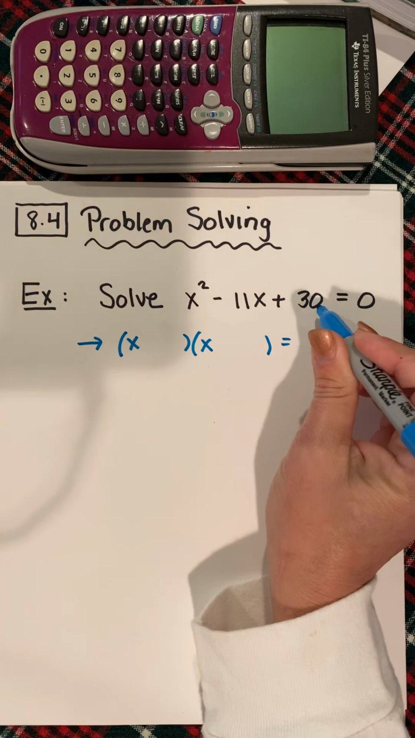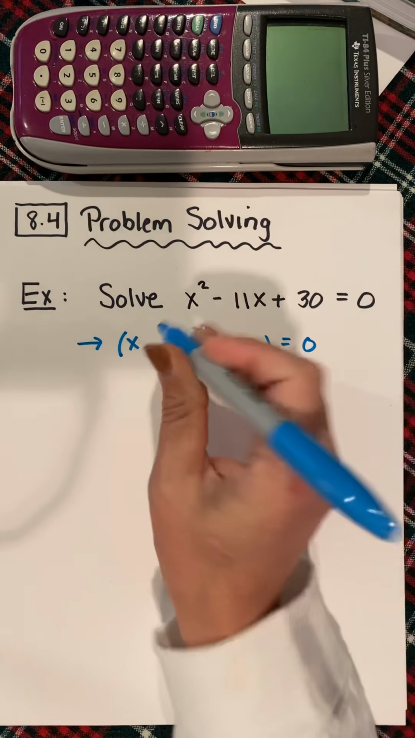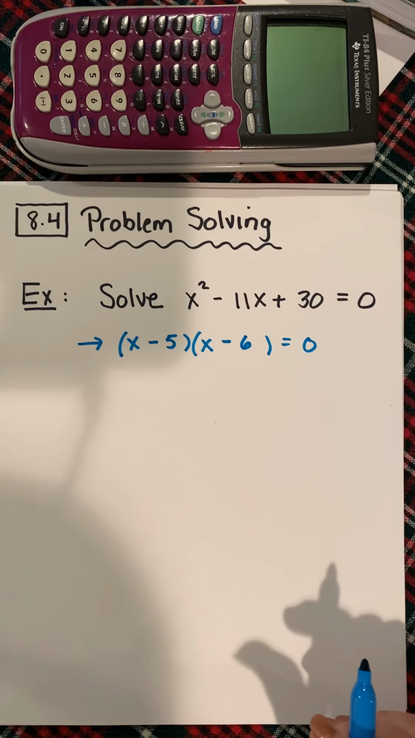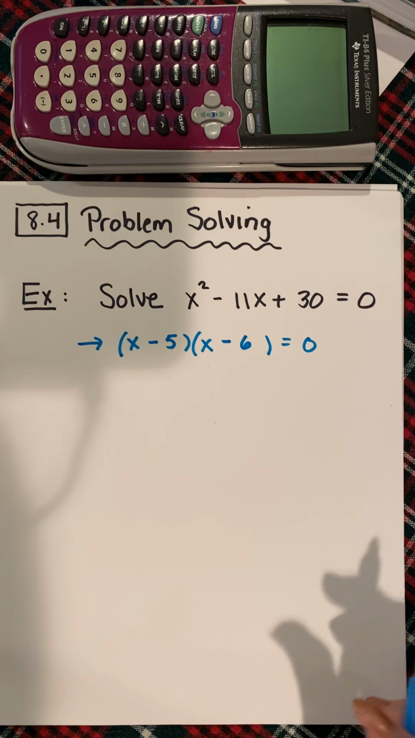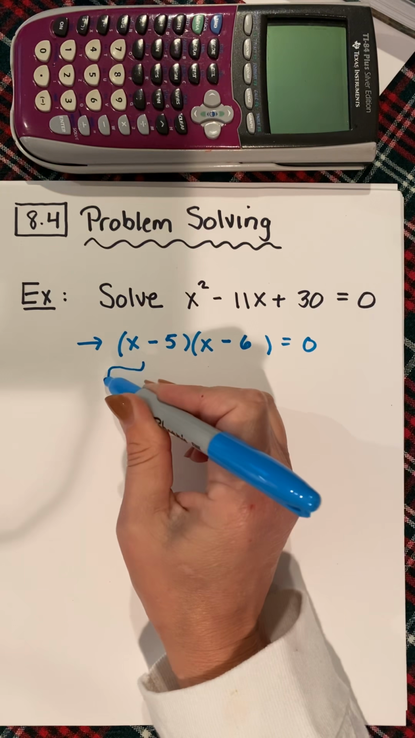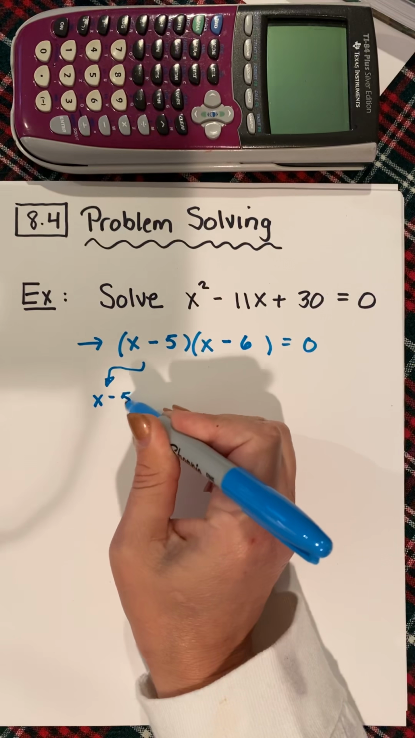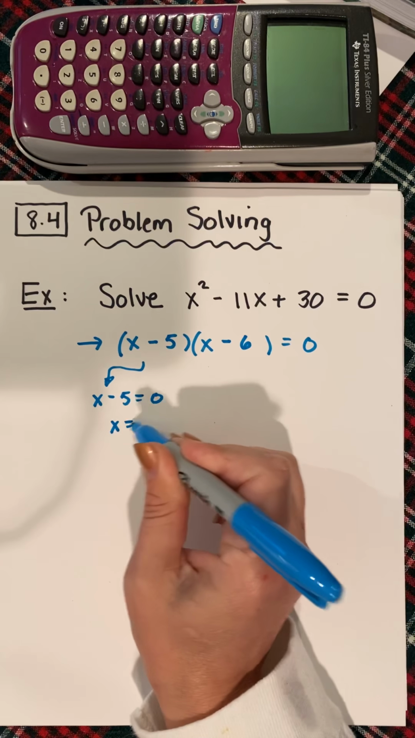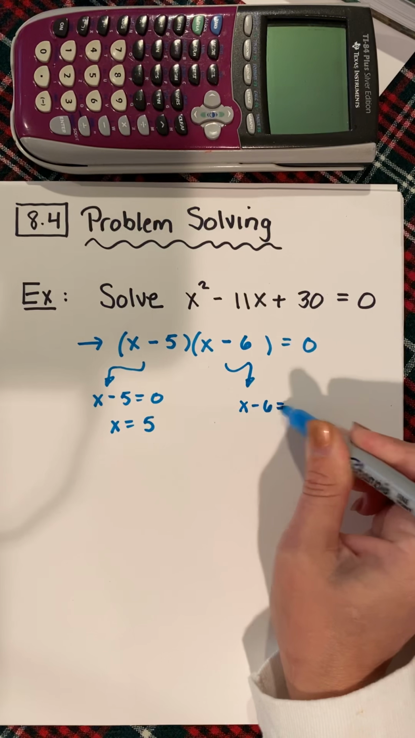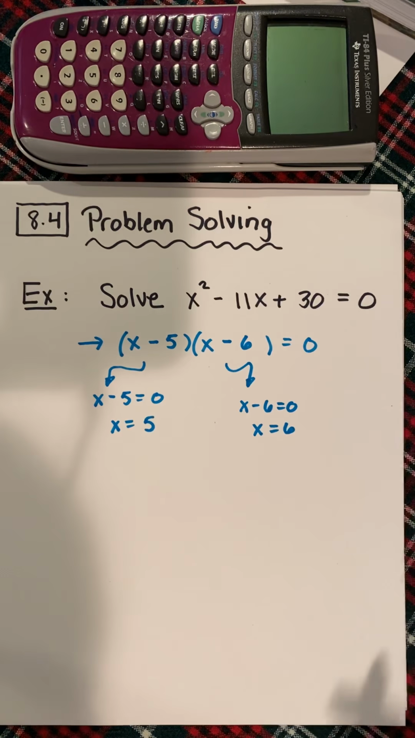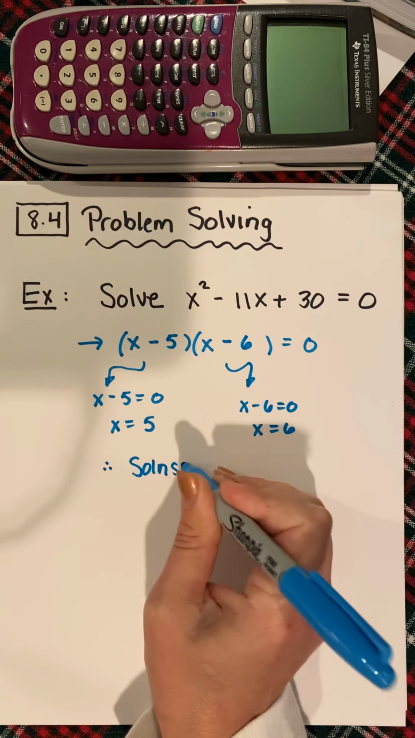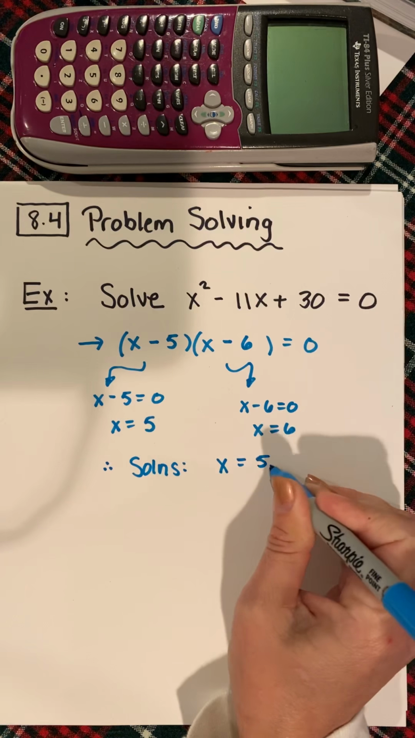We look for two numbers whose product is 30, but whose sum is negative 11. You should get negative 5 and negative 6. So x minus 5 times x minus 6 is equal to x squared minus 11x plus 30. Now we use the zero product principle, and we set each factor equal to 0 and solve. So the first factor tells me 5 is a solution, and the second factor tells me that 6 is a solution. So therefore, the two solutions to this quadratic equation are x equals 5 and 6.